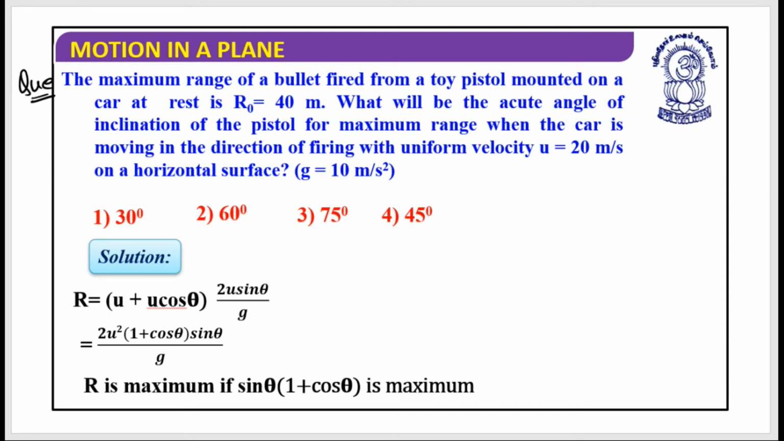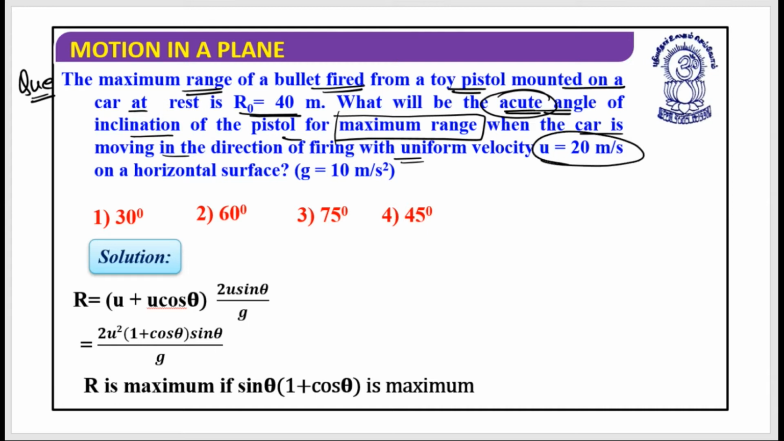What the data is: it says that the maximum range of a bullet fired from a toy pistol mounted on a car at rest is 40 meter. What will be the acute angle of inclination of the pistol for the maximum range when the car is moving in the direction of firing with a uniform velocity of 20 meter per second on a horizontal surface?